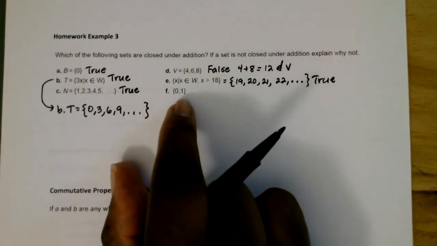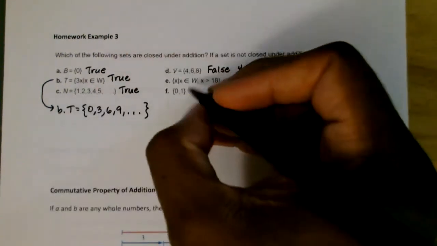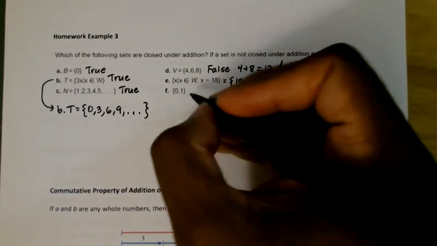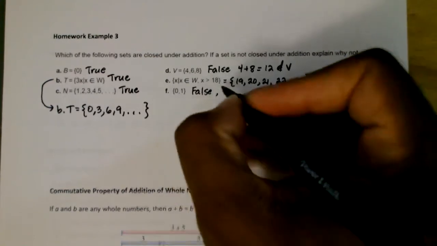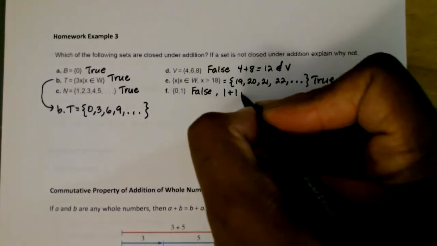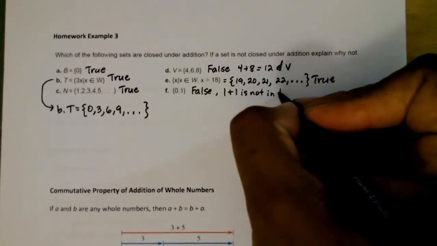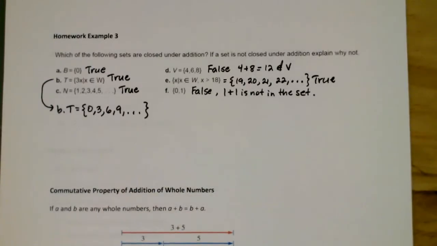Now, what about 0 and 1? Notice if I add 1 plus 1, I'm going to get 2. 2 is not in this set, so this will be false. One reason is that 1 plus 1 is not in the set. Okay, so that's the closure property.